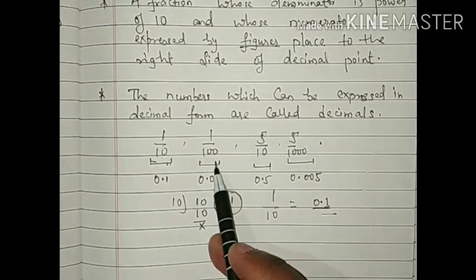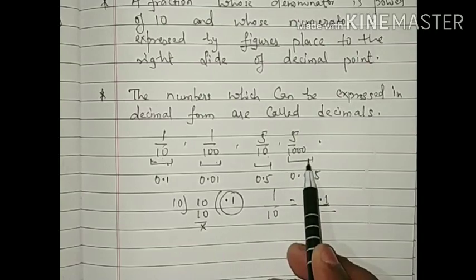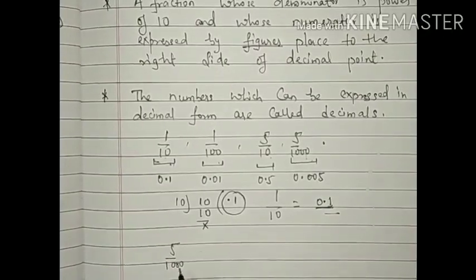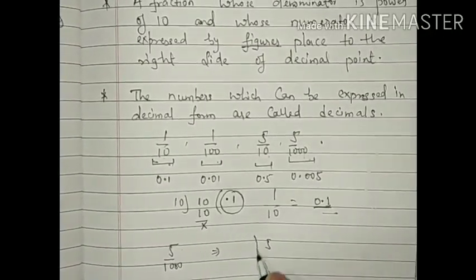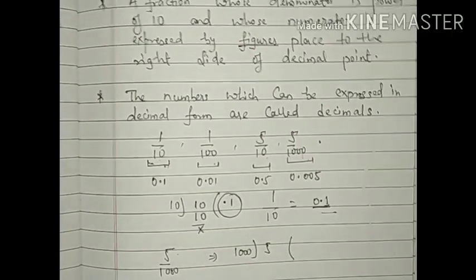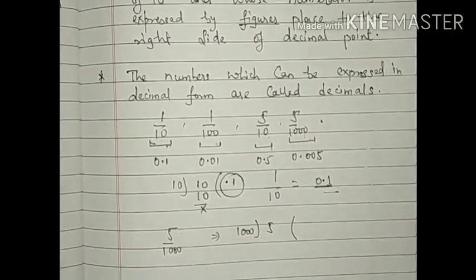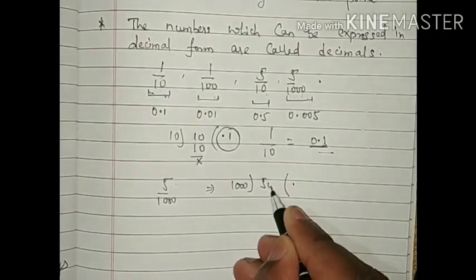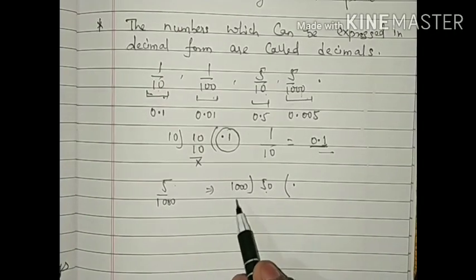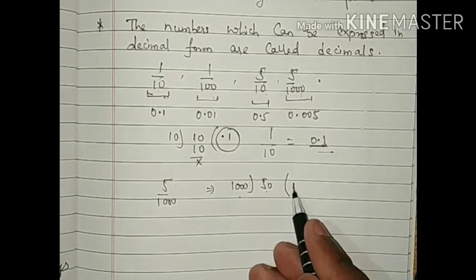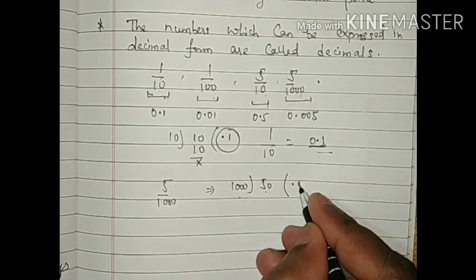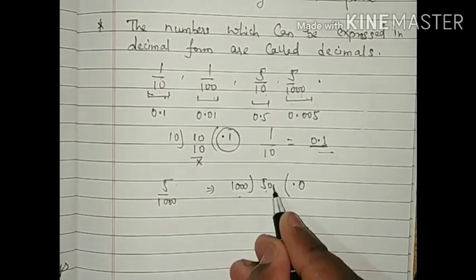Similarly, we can solve it for the other numbers. Let us see this example. We have 5 upon 1000. Can we divide 5 with 1000? No, never. What we'll have to do? We'll have to put a decimal point. If we put a point, what do we get? 0. Now, can 50 be divided by 1000? No, not at all. So, can we put one more point over here? No. We can only put a single point in any division. We will put a 0 over here. What do we get? We again get a 0.